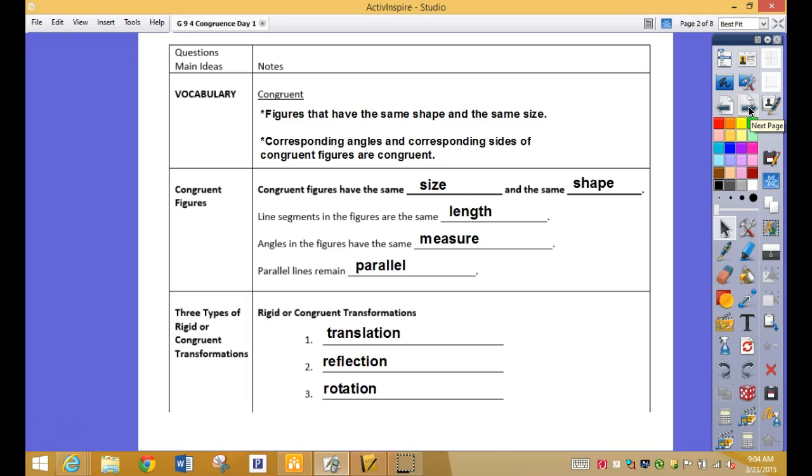Vocabulary. Congruent. Figures that have the same shape and the same size are congruent. Here's the sign, congruent: an equal sign with a squiggly over top. Also, corresponding angles and corresponding sides of congruent figures are congruent. So if the figure is congruent, so are its sides, so are its angles.